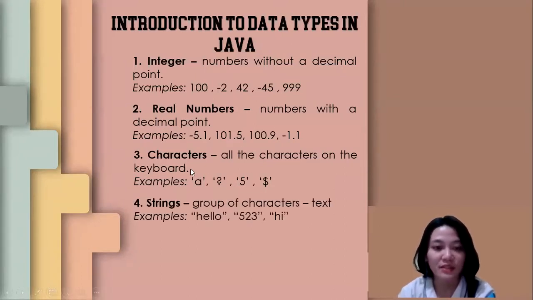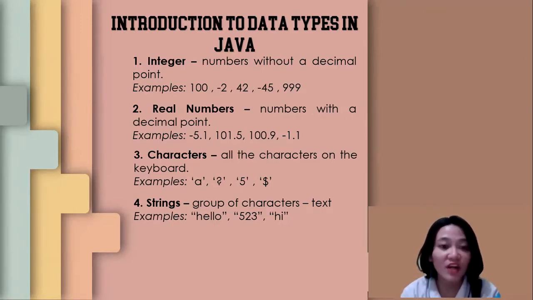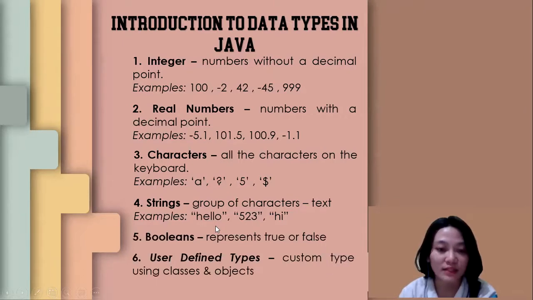Next, strings. A string is a group of characters or text. So examples: "hello", "523", and "hi". So if characters should be in between single quotation marks, strings should be in between double quotation marks.